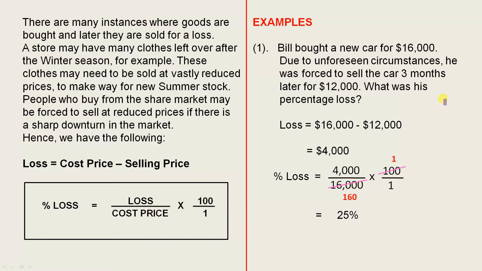Bill bought a new car for $16,000. Due to unforeseen circumstances, he was forced to sell the car 3 months later for $12,000. What was his percentage loss? So his loss was the cost price minus the selling price, which was $4,000. So the percentage loss from here will be the loss over the cost price times 100 over 1. And that's what we've done here. After we do the cancelling and the working out, we have a percentage loss of 25%.